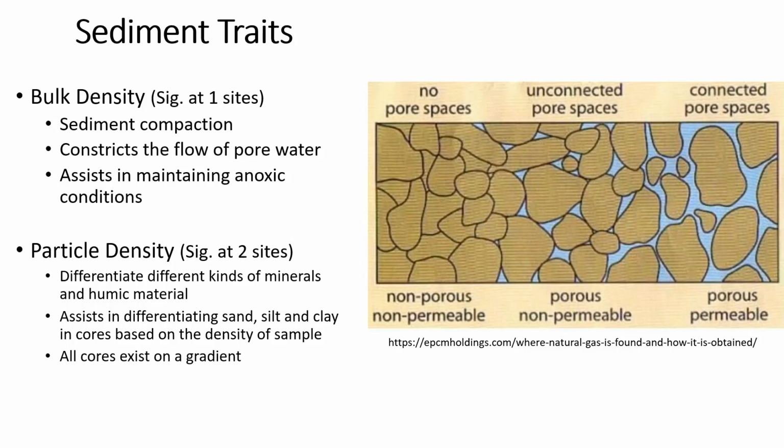Ultimately, though, we also evaluated particle density. And this particle density was significant at 2 of our field sites and was used to differentiate different kinds of minerals, but also humic material within our sediment cores. And it assisted in differentiating both sand, silt, and clay in our cores based on the density of the sample.